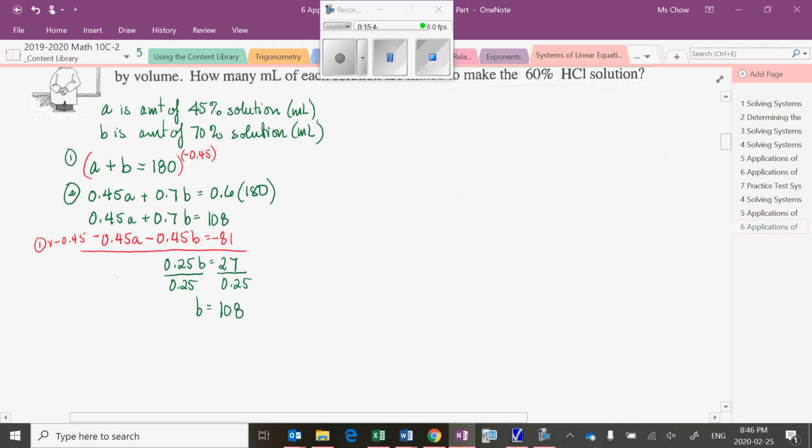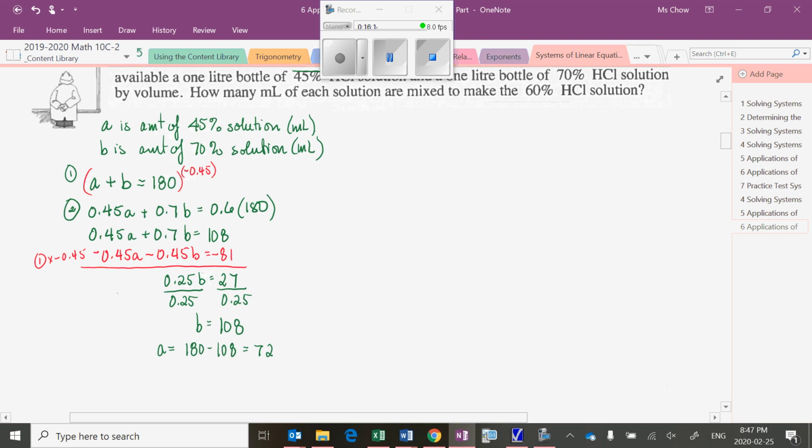108, I believe. Let's just check that out. And it is, so B is 108 milliliters of a 70% solution. And then that means that A is going to be 180 minus 108, since we need a total of 180 milliliters. So that tells us that we have 72 milliliters of the first 45% solution. So let's again check that out.